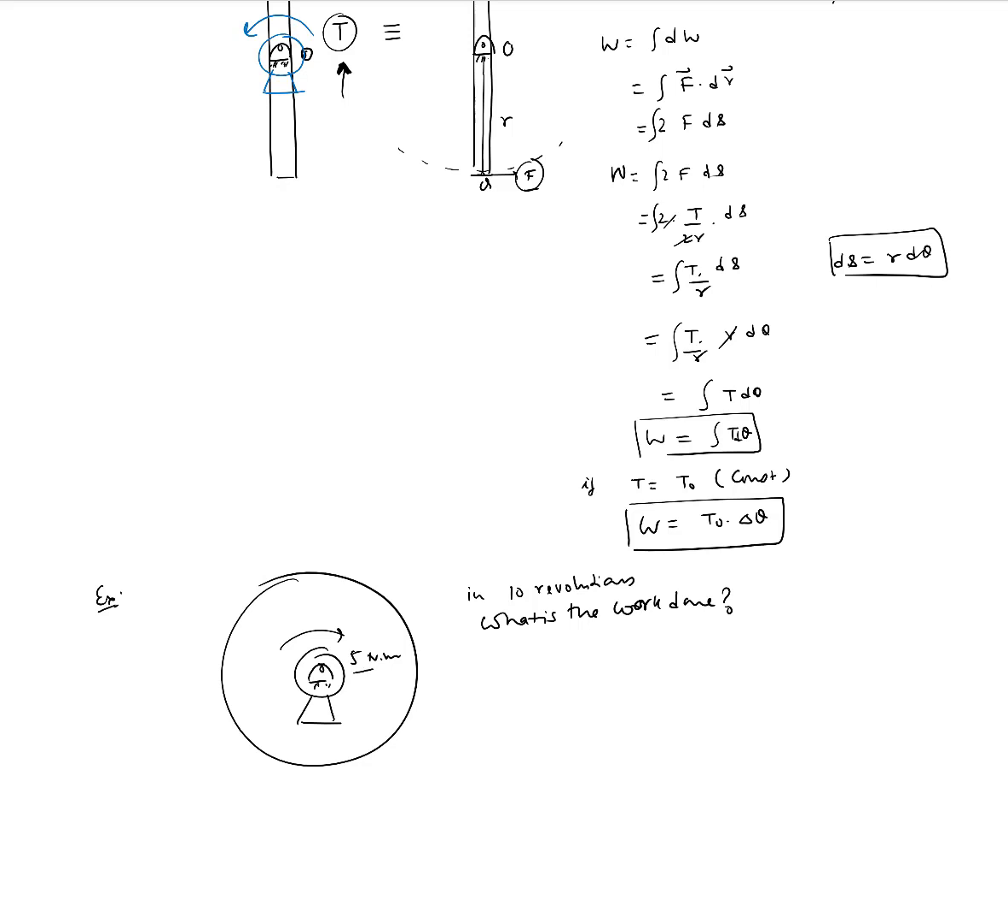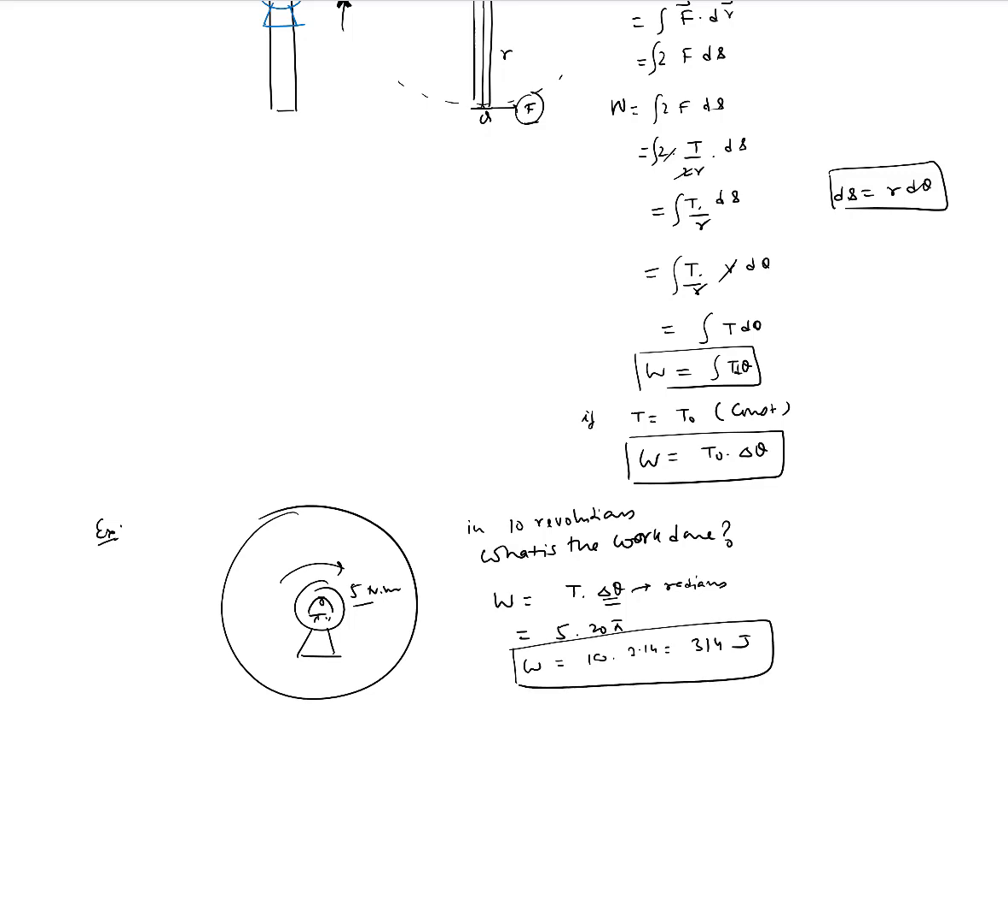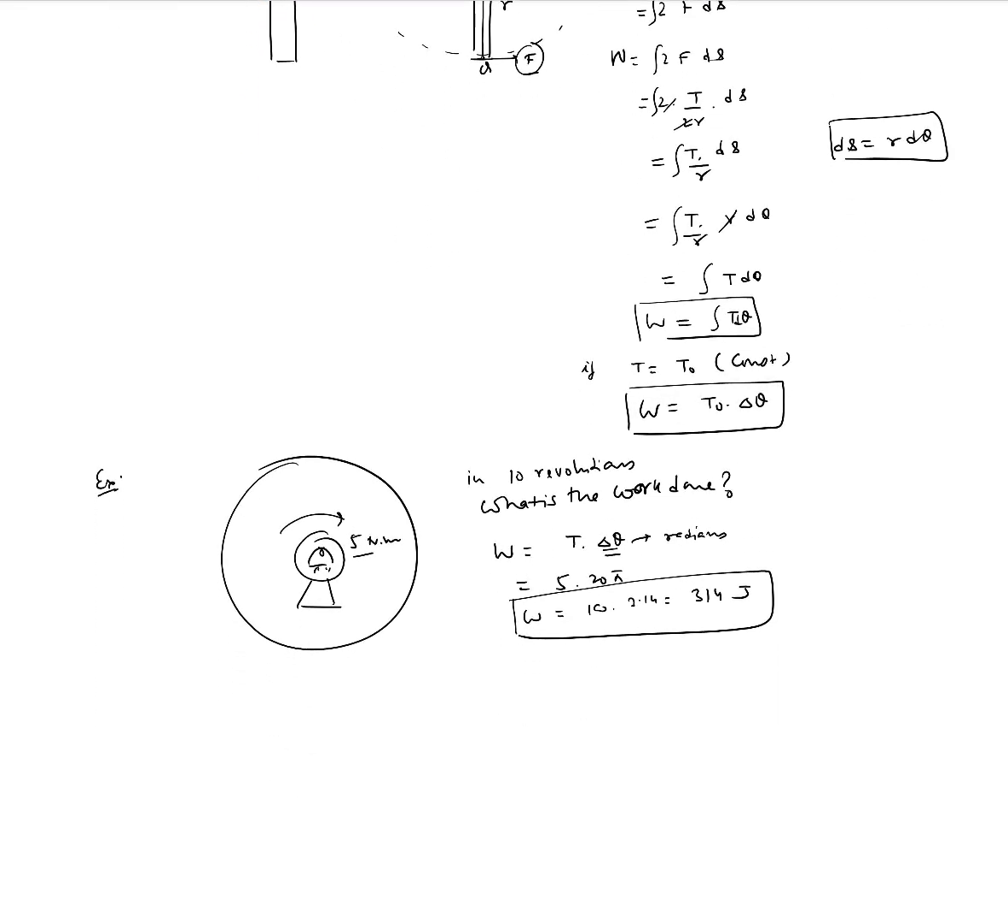So the motor is applying a constant torque of 5 Newton meter, and in 10 revolutions, what is the total work done? We can find that work done is equal to T times delta theta. The torque is given to you as 5 Newton meter. Delta theta has to be in radians. Remember, all these have to be in radians. So 10 revolutions is how many radians? One revolution is 2 pi, so 10 revolutions will be 20 pi. So that will be 100 times 3.14, which is close to 314 joules. That's the work done by a motor to rotate a gear by 10 revolutions when you know what the torque is. So that's how we compute the work done by a torque.